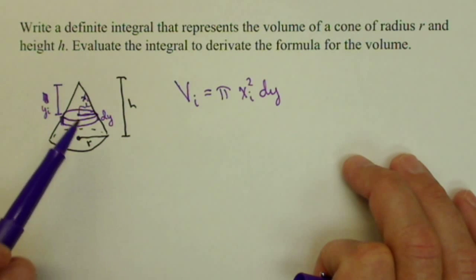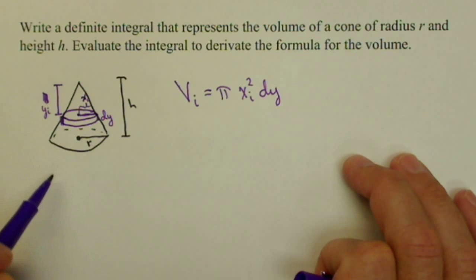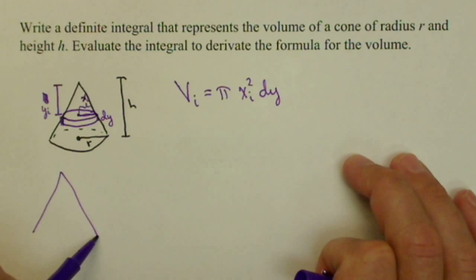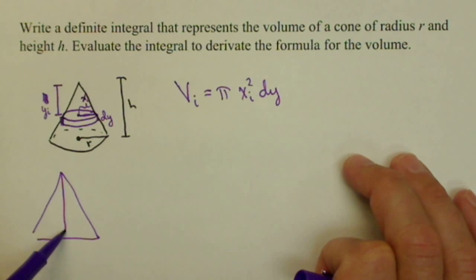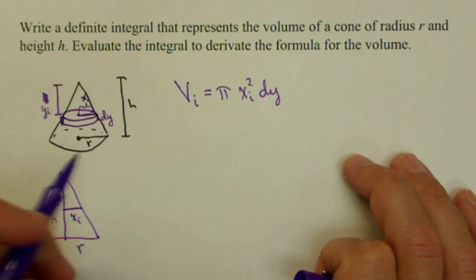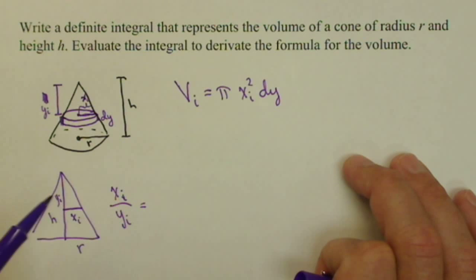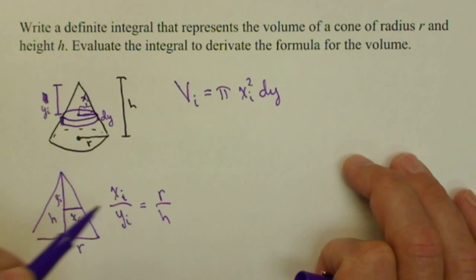Now, what we're going to want is a relationship between x and y to get these variables matched up. If I look at my cone directly from the side, and split it in half, I've got r here and h here, and then here I've got x sub i, and here I've got y sub i. So we have similar triangles because we have a triangle inscribed inside another triangle. So their ratios will be equal. So x sub i is to y sub i as r is to h.